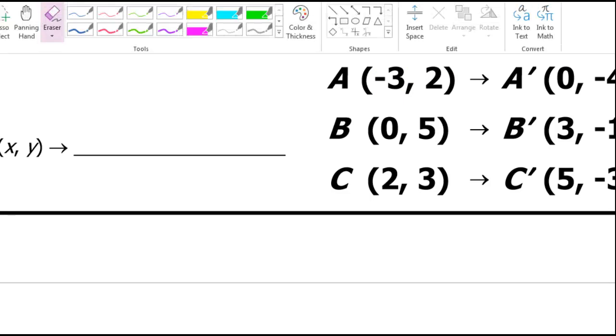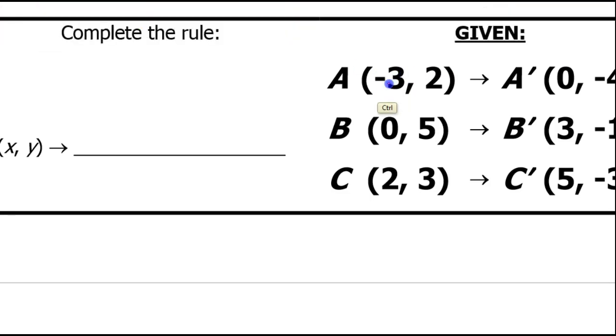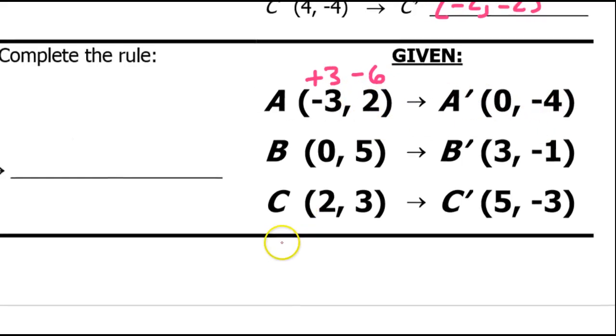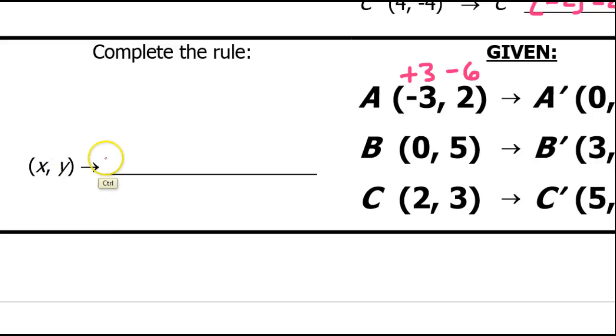So just looking at this first pair of points, to turn negative 3 into a 0, we would have to add 3, and that would make 0. Okay, next we have negative 4. Well, negative 6 and positive 2 will make negative 4. All right, so it looks like this will be the rule, is that we're adding 3 and subtracting 6. So that would be x plus 3 and y minus 6.